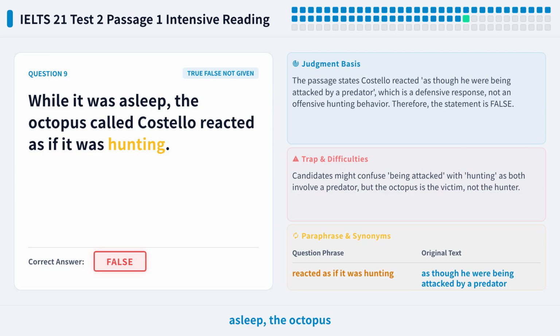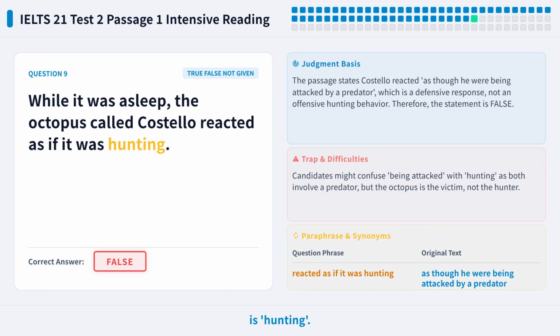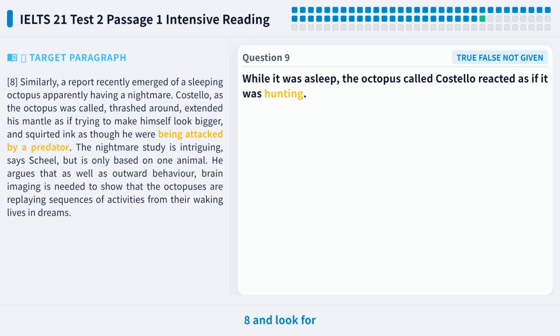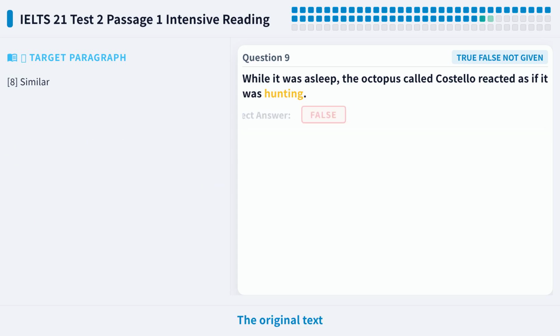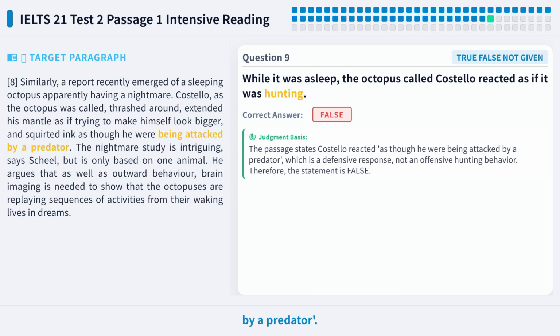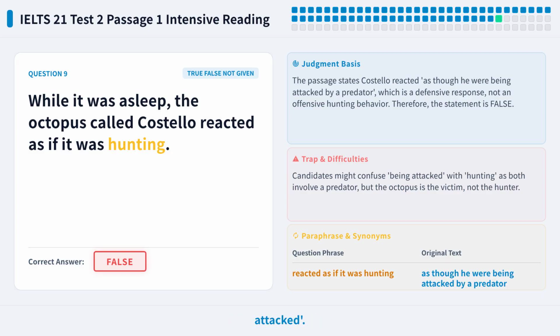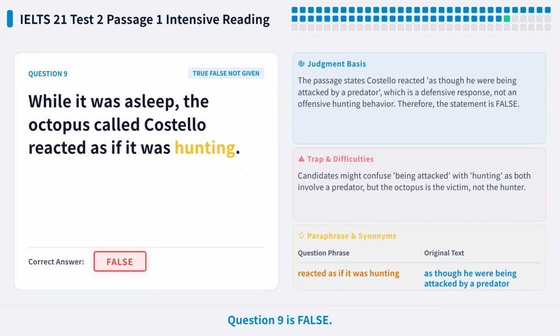While it was asleep, the octopus called Costello reacted as if it was hunting. The key clue word in this statement is hunting. Locate paragraph 8 and look for descriptions related to hunting. The original text uses the phrase as though he were being attacked by a predator. The statement says hunting, but the text says being attacked. This is an opposite meaning. Hunting means actively attacking, while being attacked means being a victim. They are opposite. So the answer to question 9 is false.